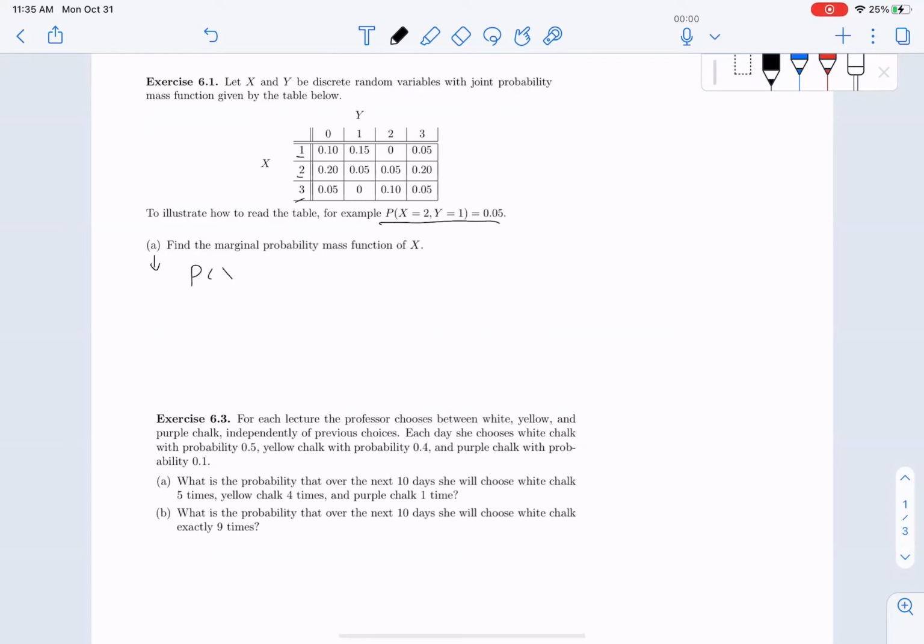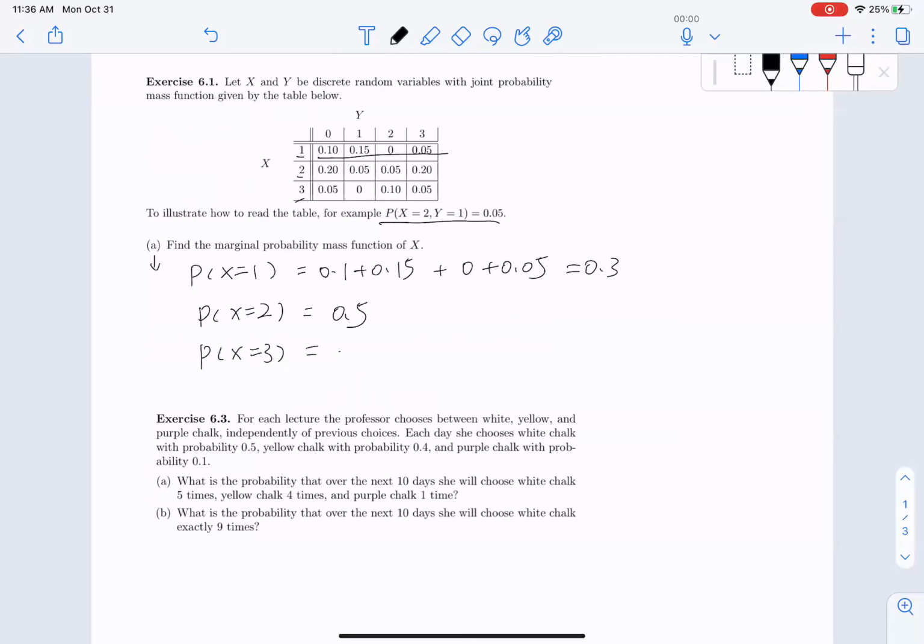So we can do first the mass function for x equal to 1. That is just the sum of all this. So it's 0.1 plus 0.15 plus 0 plus 0.05, which is 0.3. So similarly, for x equal 2, we take the sum of the row. So it will be 0.5. And for 3, the sum of that row is 0.2. So that's it.